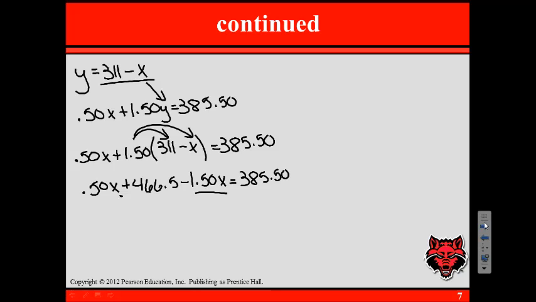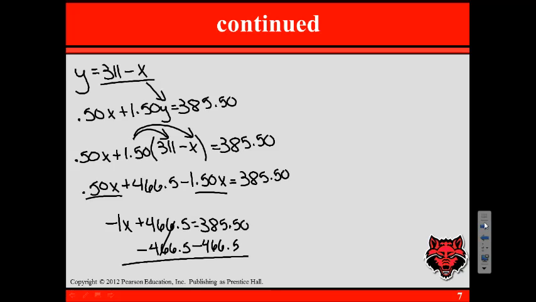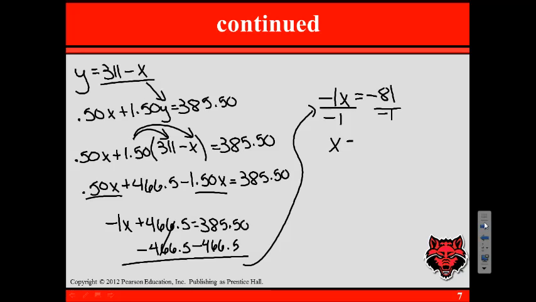On the left-hand side, we combine like terms. So we get negative 1x plus 466.5 equals 385.50. We now subtract 466.5 from both sides of the equation. They cancel. And we're left with negative 1x equals, on the right-hand side, we have to subtract those two numbers, and it turns out that will give us negative 81. So we divide both sides by negative 1, and we're left with x equals 81.